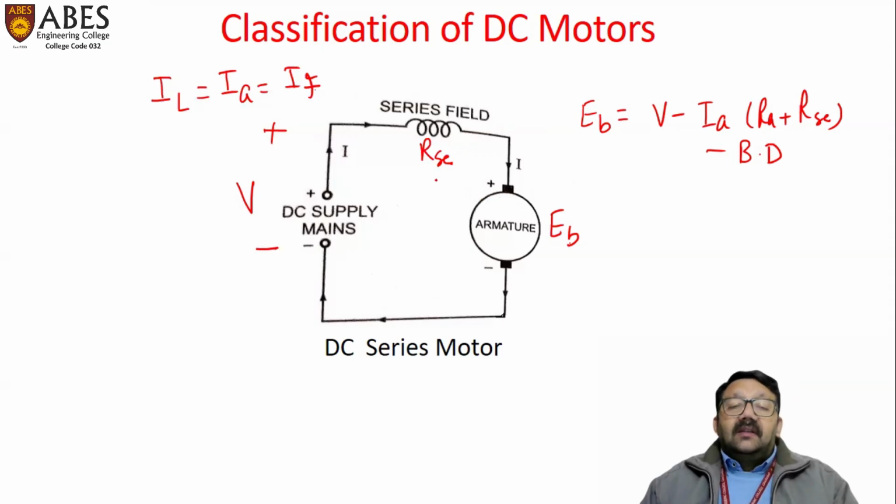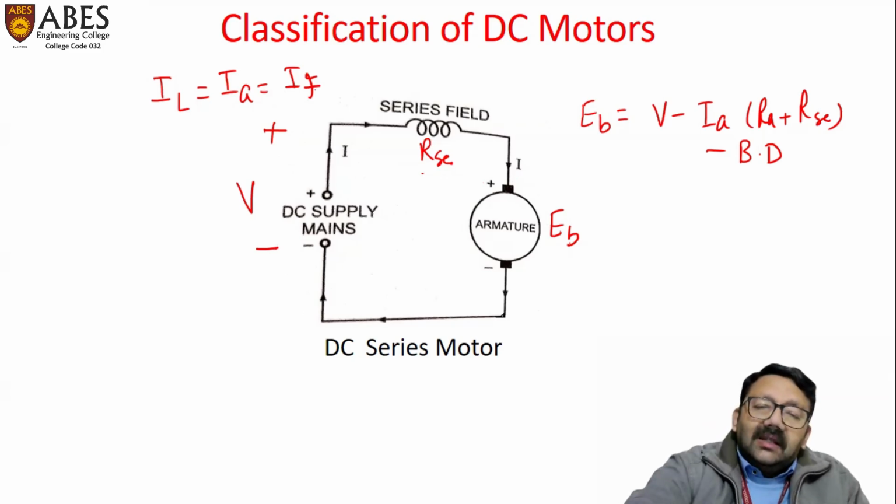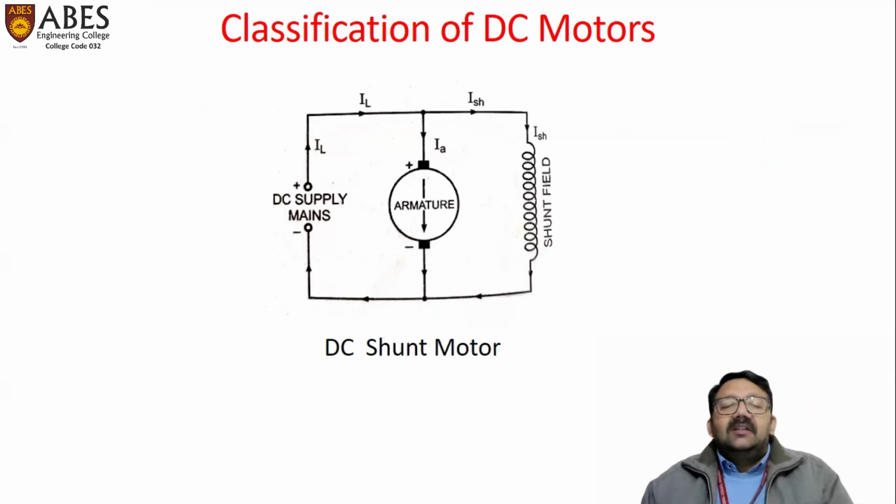One more thing, the resistance of series field winding is kept very small so that the drop across the series field winding is small, or we can say we can minimize the losses of series field. So in order to minimize losses, resistance of series field is kept small, and that's why this series field is manufactured with the help of a wire having very thick diameter, and a very small number of turns are utilized in manufacturing series field.